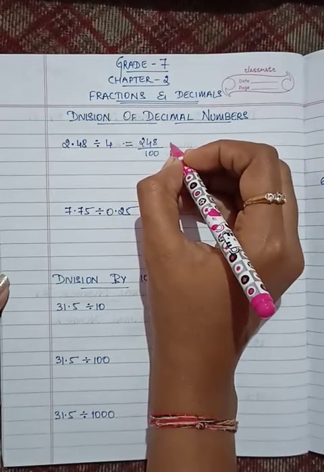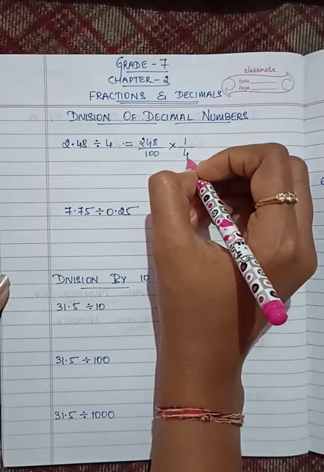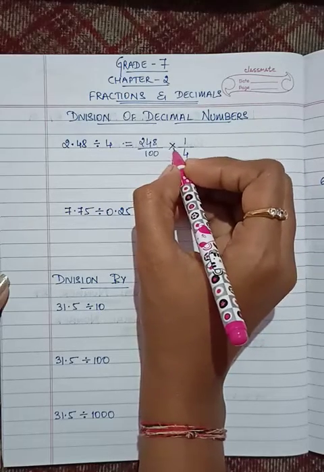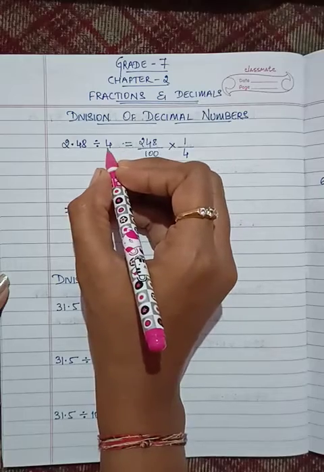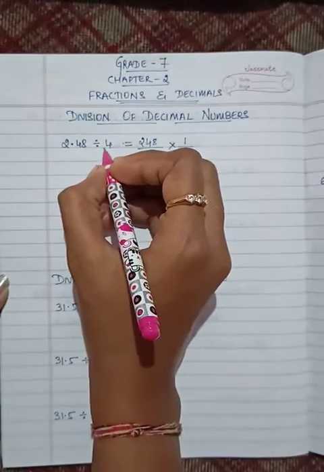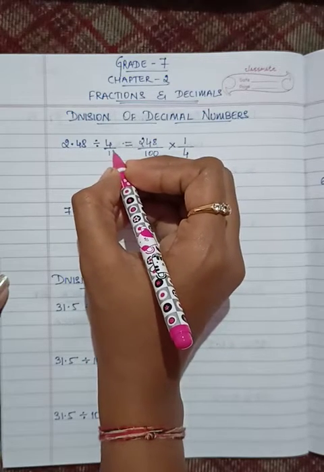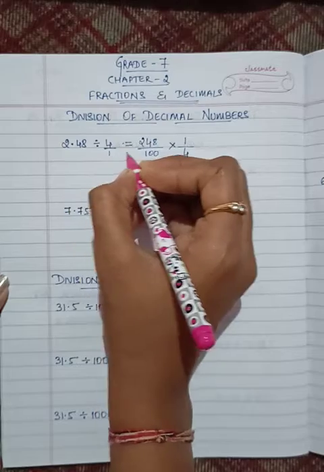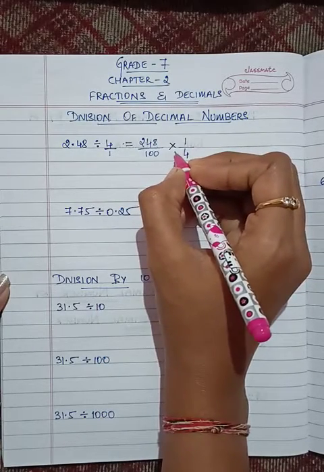Multiply by 1 by 4. When I put the multiplication sign here, it means I have to take the reciprocal of 4. 4 simply means 4 by 1. So when I reciprocate it, it becomes 1 by 4 and I put the symbol of multiplication.